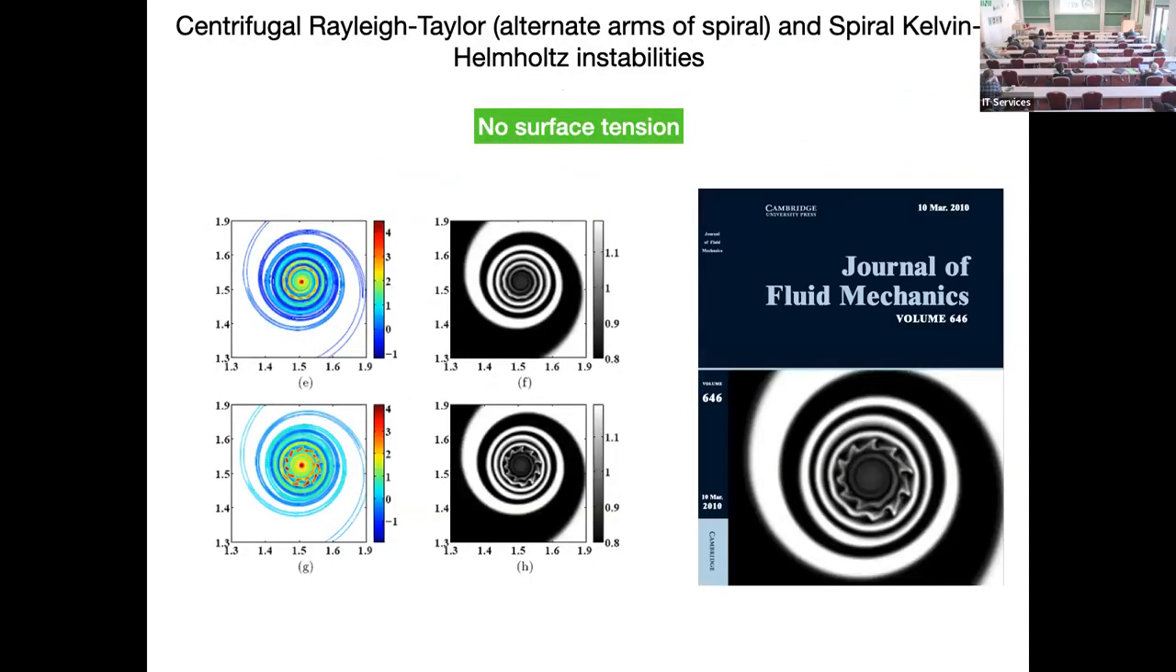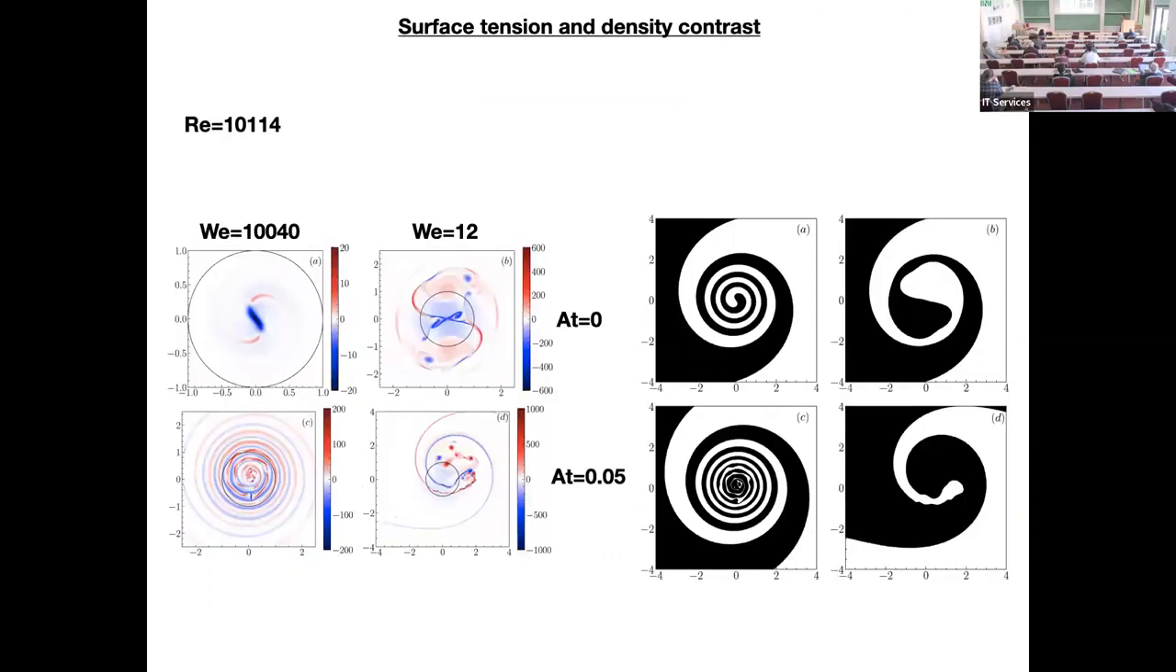Okay, so that was about the role of surface tension when there was no density contrast. Let's do the reverse, which we did long ago. We threw away the surface tension, but kept only the density contrast. All the Rayleigh-Taylor and spiral Kelvin-Helmholtz instabilities appear in this, and the stability analysis and this agree amazingly well. So this is what happens near a single vortex.